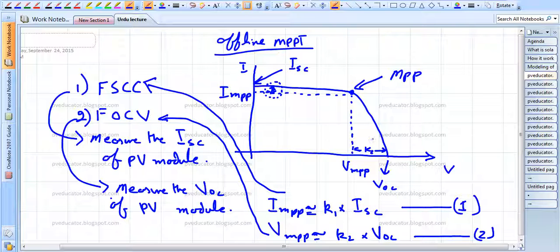So one thing is sure, that at any instant of irradiation and temperature, these values are quite close: the short circuit current and the maximum power point current, and the voltage at MPP and the voltage at open circuit.